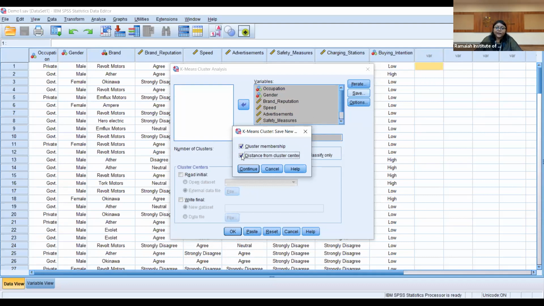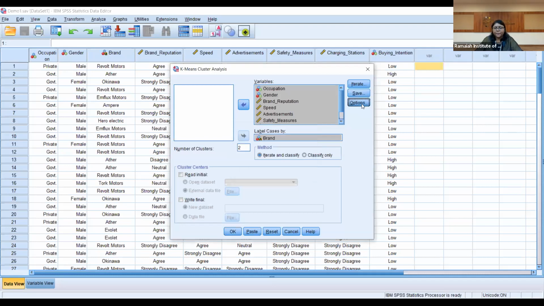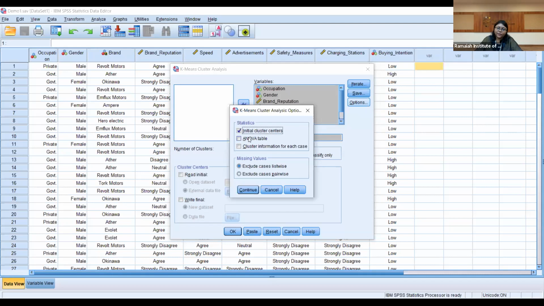Whatever you click on this save, that means it will be saved in your data set, along with all the data that is available. So this is your cluster membership. Let me have only this cluster membership. In the options, you can have your ANOVA table and the initial cluster centers. The initial cluster center is not required. Let me have the ANOVA table and the cluster information for each of these cases. And I click on continue.